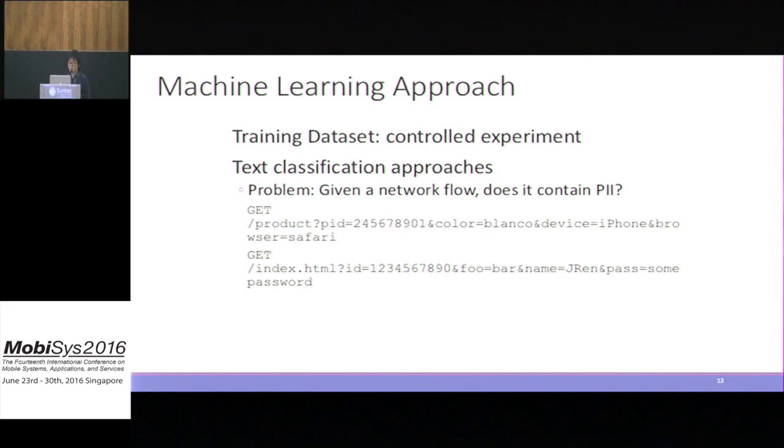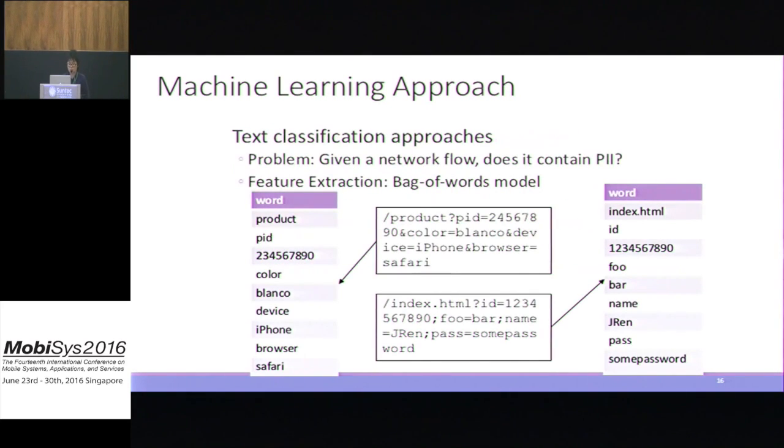We observed that the PII detection problem is very similar to a text classification problem. Assume that you have network flows like this. There's a request path with a list of parameters. The question is, how do you distinguish information that is generic and not specific to you from that which is actually your personal information, like my name and password?